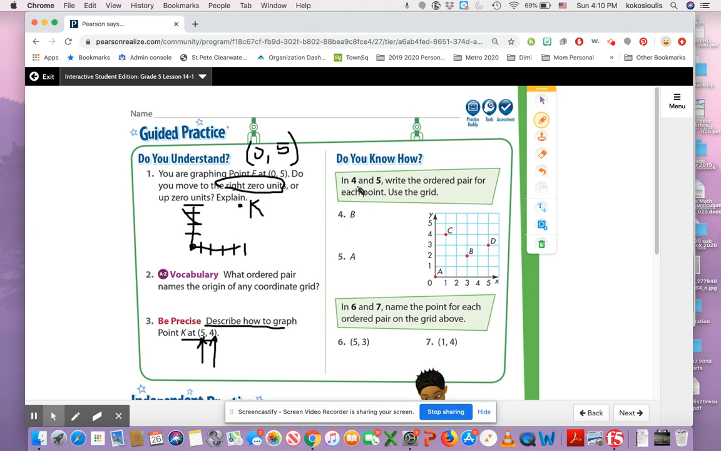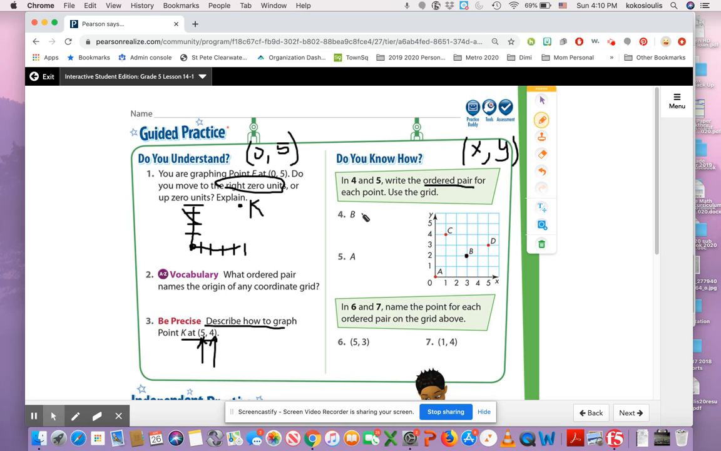Okay, so number 4 and 5, write the ordered pair. That means what is X, and we usually write it in parentheses. What is X, comma, Y? Okay, so let's take a look and see where B is. Well, I see that B is right there.